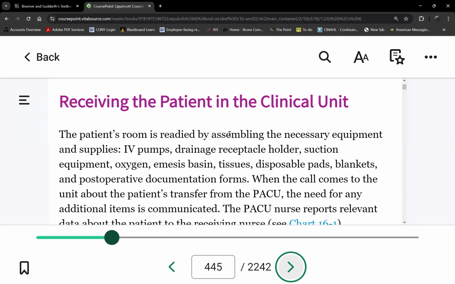First W is wind. Wind? No, wind from a storm. Next W is water. Next W is wound. So wind refers to pneumonia that usually happens on the first to the second day.